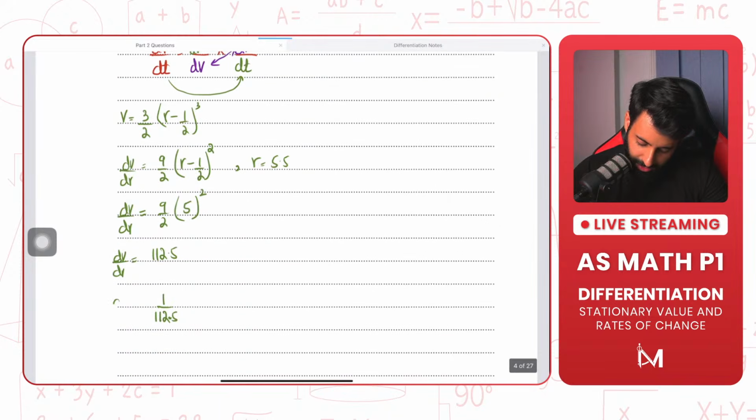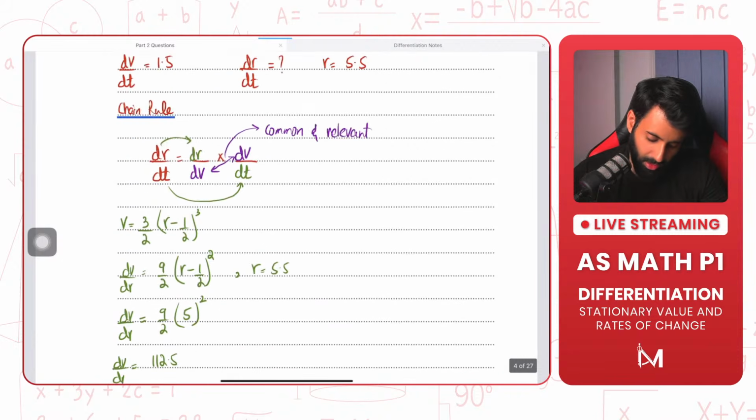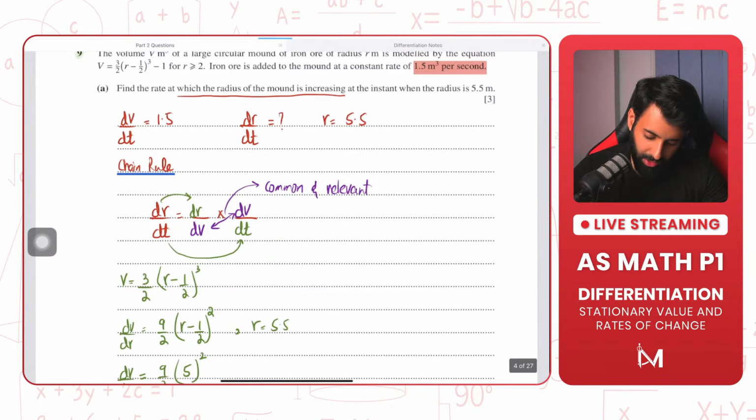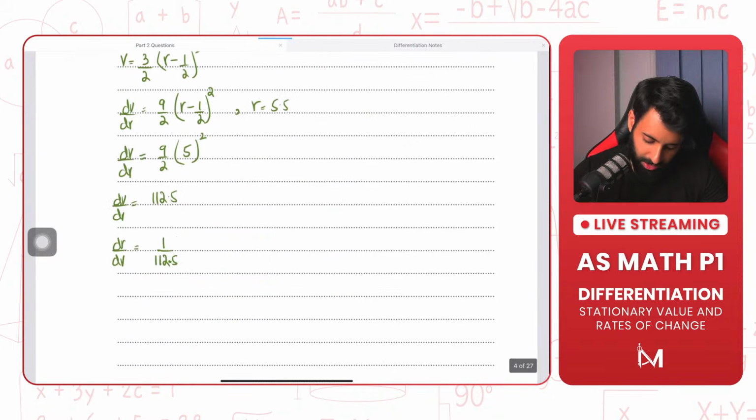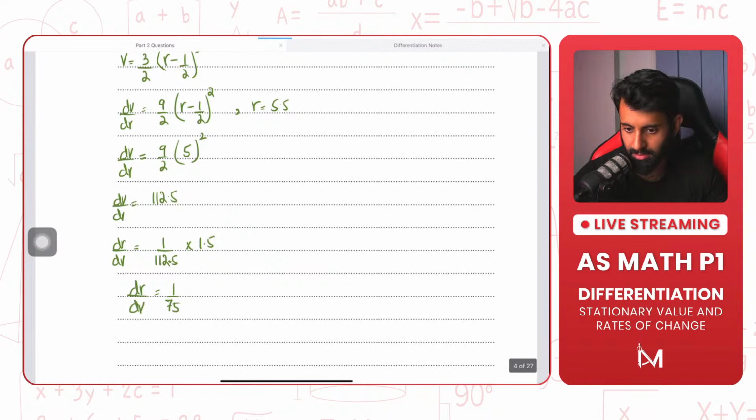Now, why have I taken the reciprocal of it? Because in the chain rule, we were supposed to take dr upon dv multiplied by dv upon dt, which is something that was already given to us. That means multiplied by 1.5. Now let's see what do we get. So 1 divided by 112.5 into 1.5, so that gives us 1 upon 75. So you're right, the answer is in fact 1 upon 75. There you go.